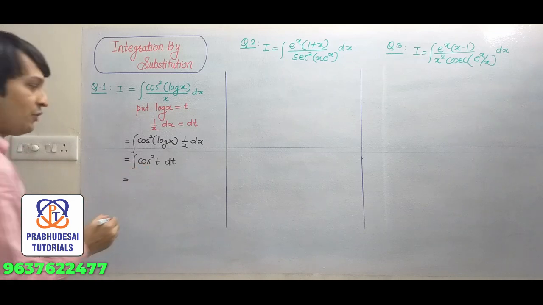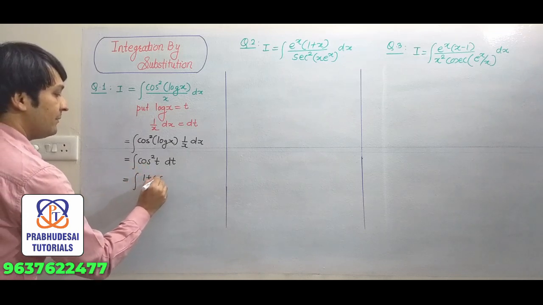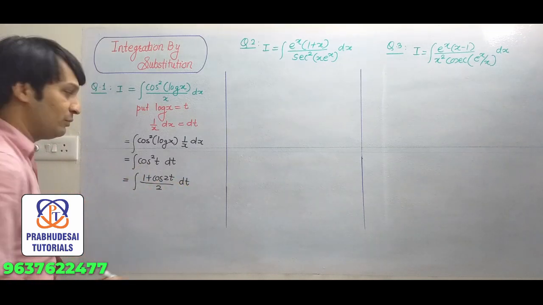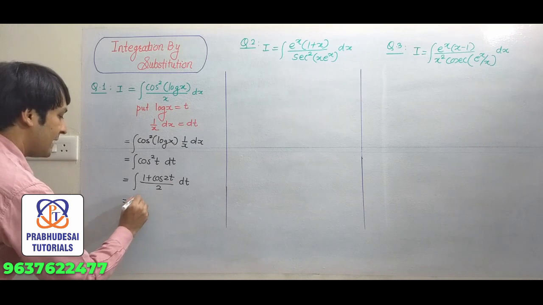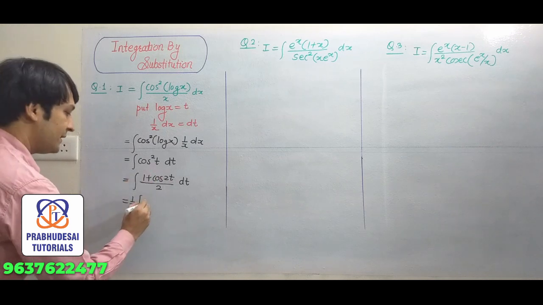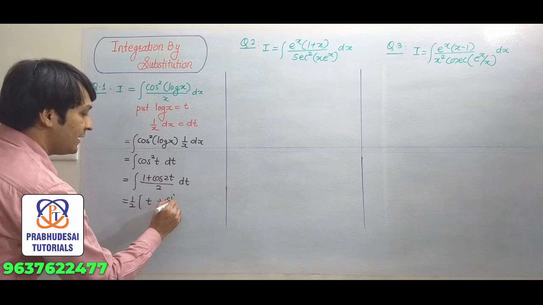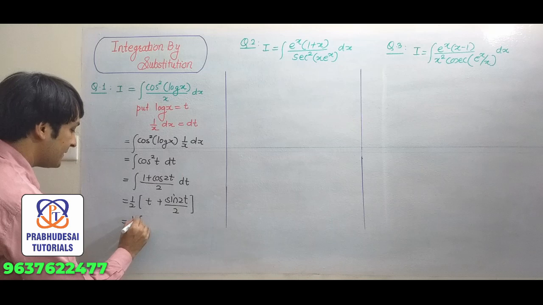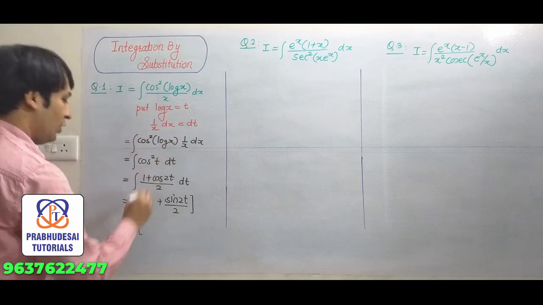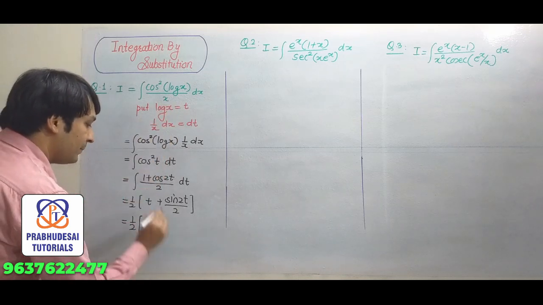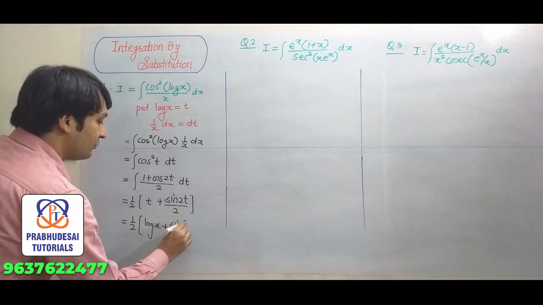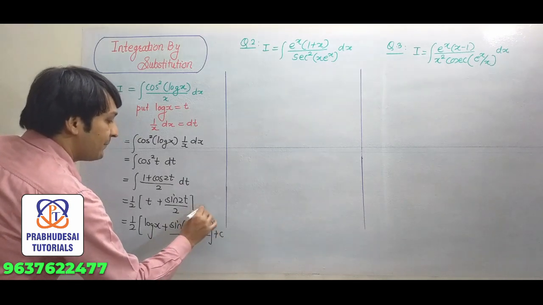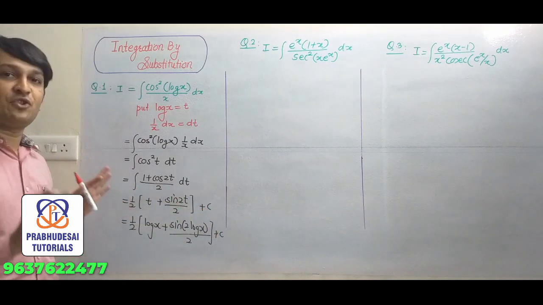How to solve this integration of cos square? Cos square theta is 1 plus cos 2 theta upon 2 dt, if you remember this trigonometric formula. Then 1 by 2 outside, what is integration of 1 dt? t. Integration of cos 2t is sin 2t upon 2. Correct? So 1 by 2 as it is. What is t here? Log x. So log x plus sin of 2 into log x upon 2 plus c, and plus c is right after the integration. So we got the answer.